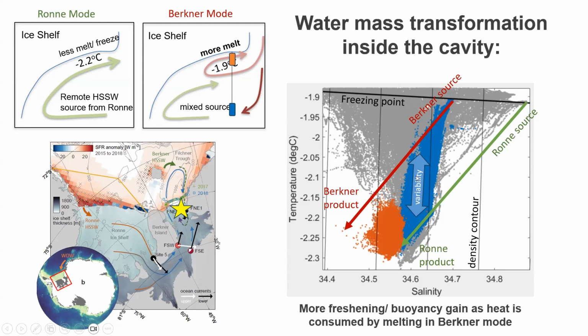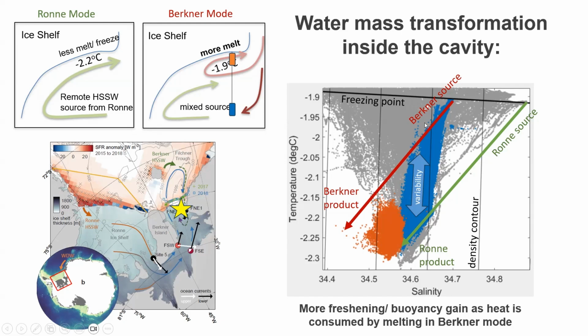So these two arrows show how a source water mass, high salinity shelf water, formed either on the Berkner side or on the Ronne side, would transform in the cavity, and the bottom of the arrow shows the product that comes out. And here note that the source waters on either side have different densities, and accordingly the resulting water masses also have different densities. Although the Berkner source and the Ronne product, which is what is meeting at this place usually, they have the same density.